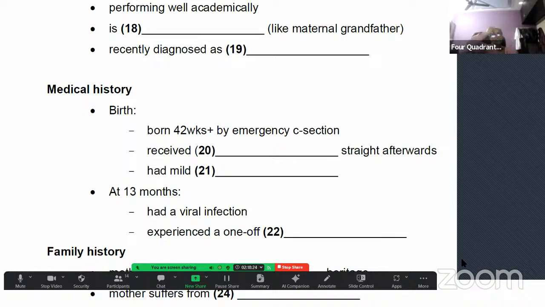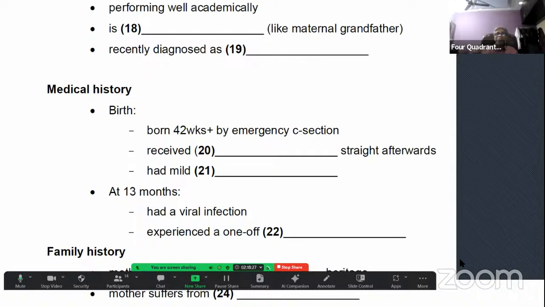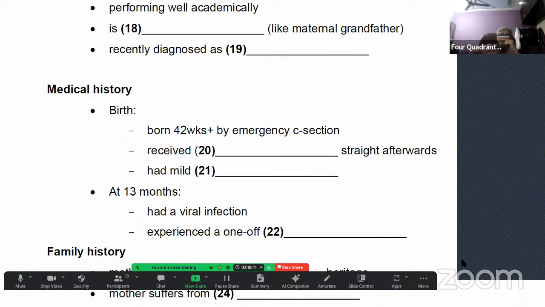Question number 20. Received dash straight afterwards. Born 42 weeks by emergency C-section. Received a dash straight afterwards. After birth, what did he receive? Medical history. Received what? Straight afterwards. Maybe blood transfusion. Blood. Okay. Or what else?